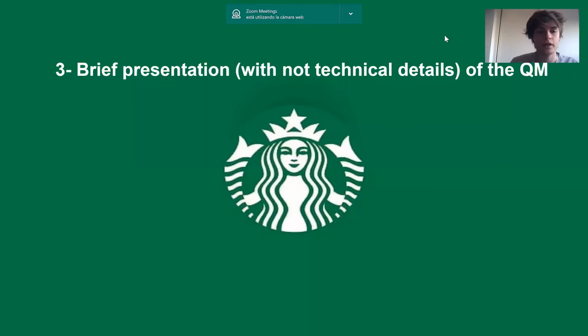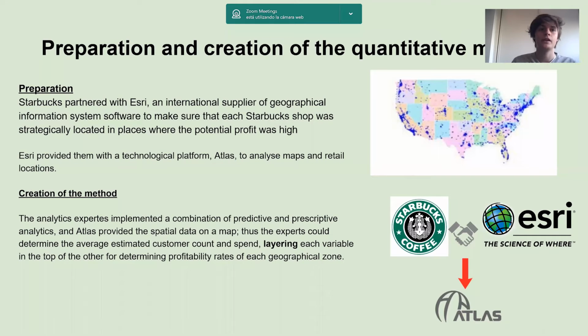So, I'm going to start with a brief presentation of this quantitative method. First of all, the preparation of this method. Howard was able to approach the real estate investment decisions to an analytical field, making sure that each Starbucks shop was strategically located in places where the potential profit was high.